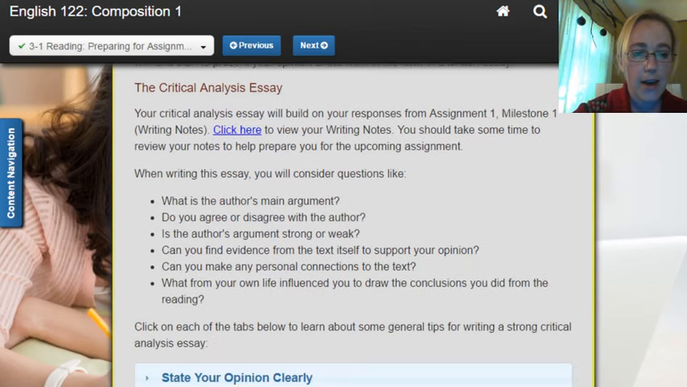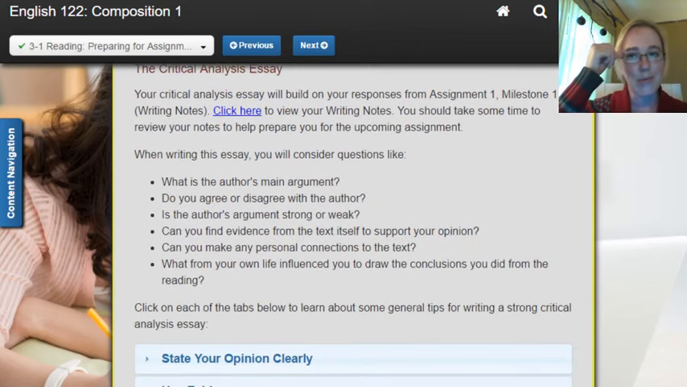I want to talk about what exactly we're going to be looking for, what we're doing with this critical analysis essay that we're working on. In this week's assignment, we're going to be actually making a writing plan, and I will be doing a different video to take us through that process. So let's focus on the concept of critical analysis first.